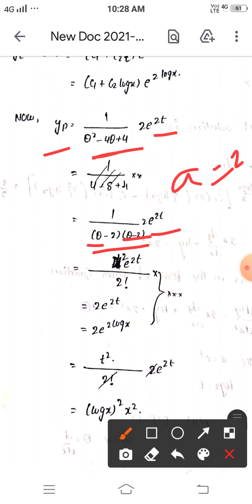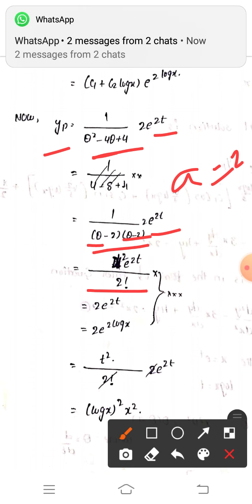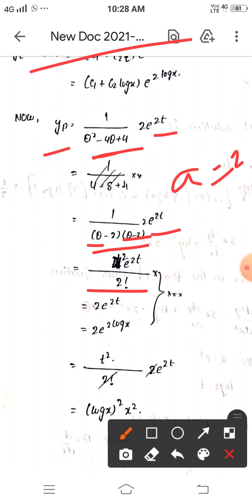So when you replace D by a and the factors are zeros, then we have to write the formula x power n by n factorial. We have two zero factors here, that is why t square by 2 factorial into Q. Here x is nothing but t, the variable is t, that is why it is t square by 2 factorial into Q. Here Q is 2 e power 2t.